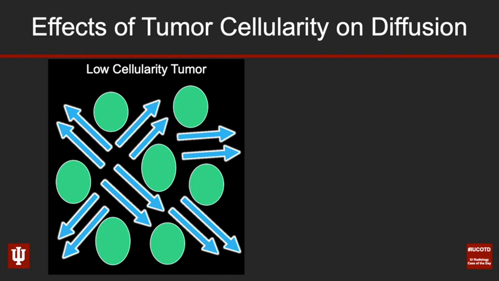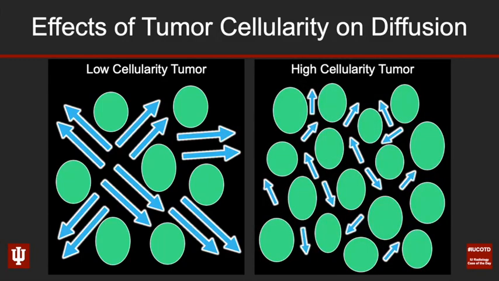Another way, and perhaps of more importance for head and neck imaging, that we see the effects of diffusion is with the effects of tumor cellularity. In this graphic, we can see an example of a low cellularity tumor, perhaps a tumor that has a low cellular to nuclear to cytoplasmic ratio. Whenever you have a less densely packed tumor like this, the water molecules have an easier time diffusing about the extracellular space. And so you can see all of these arrow vectors indicating relatively free diffusion of water.